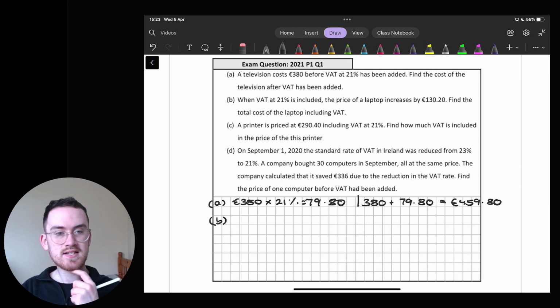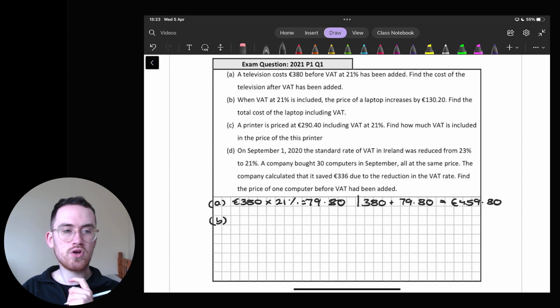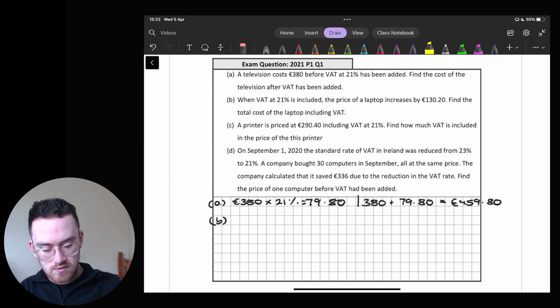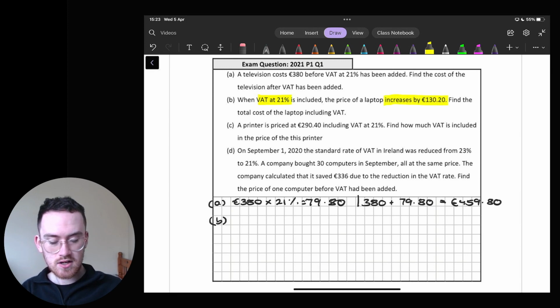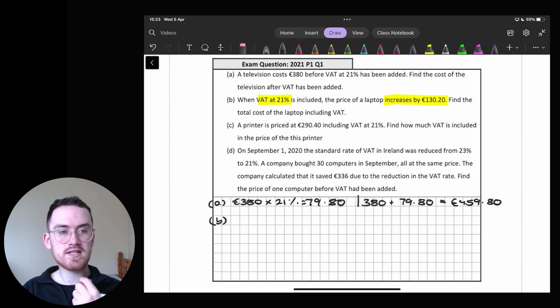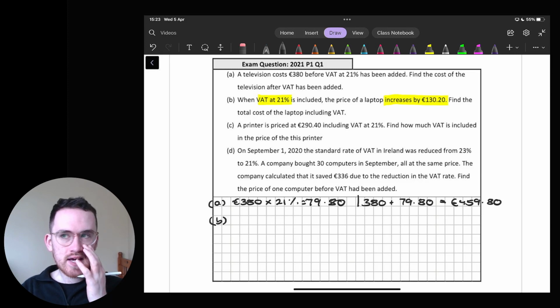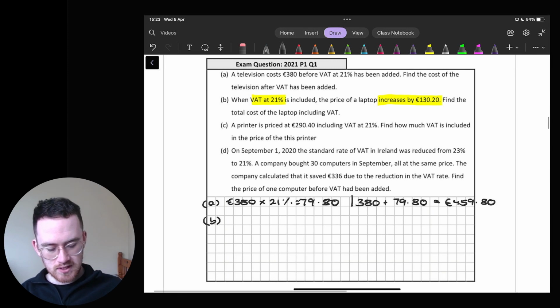Part B, when VAT of 21% is included, the price of a laptop increases by €130.20. Find the total cost of the laptop including VAT. So this is a very interesting one. So when the VAT is included, the price increases by. So notice that it's not increases to, it's increases by. And if we're adding VAT on, the price increases by the amount of the VAT. So what that means for us here is that 21% of it is 130.